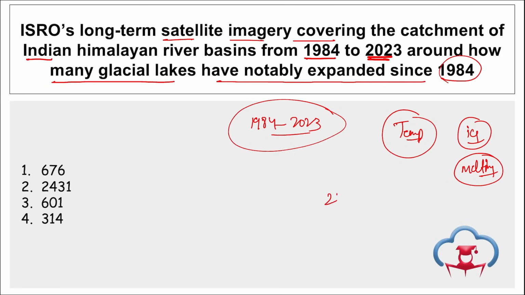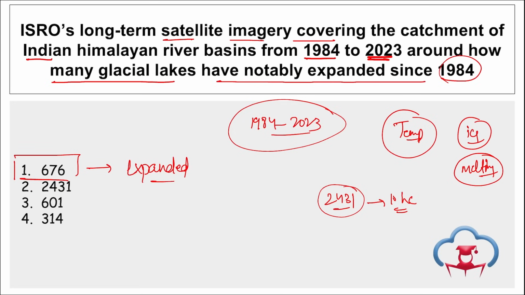So among the 2431 lakes that were larger than 10 hectares identified during 2016-17, around 676 glacial lakes have been expanded since 1984. That means a total of 676 glacial lakes have been expanded since 1984. And out of these 676 lakes, almost 601 lakes have been expanded more than twice. 10 lakes have grown between 1.5 to 2 times, and 65 lakes have been expanded 1.5 times. Correct? And remember, this elevation based analysis shows that 314 lakes are in the 4000 to 5000 meters elevation range, while 296 lakes are above 5000 meters.